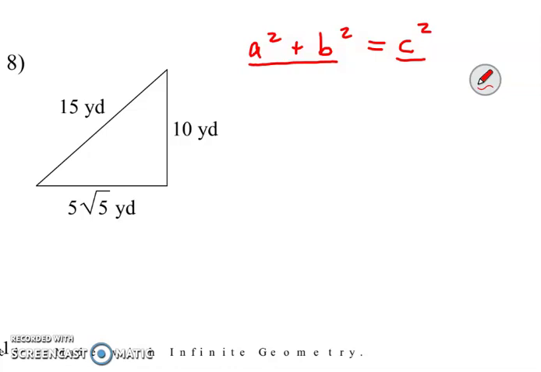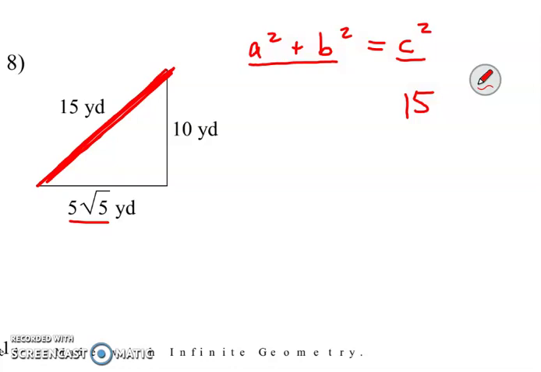So the first thing you might need to do is just double check what 5 times square root of 5 is. You'll see that it's still smaller than 15. So 15 here is the largest side. That's important to identify because if it's right, I need to know which side's my hypotenuse. In other words, which side would be by itself as the C value. So 15 is that largest side.